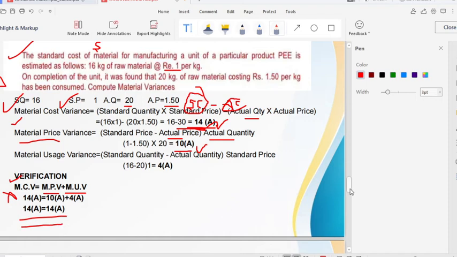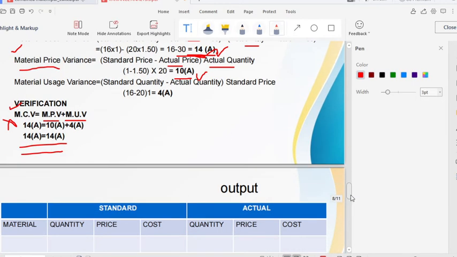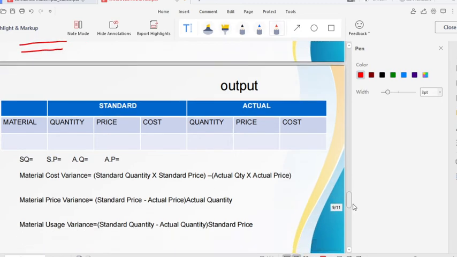So I hope it is clear to you. If you have doubts, you can ask. So this is the format, students. I just wrote all the formulas here. Mention the output, then material. For example, if there are 3 materials, then mention them as A, B, C like that.